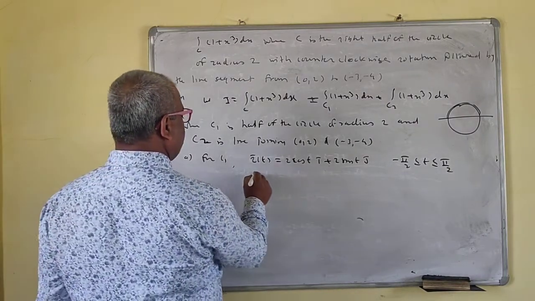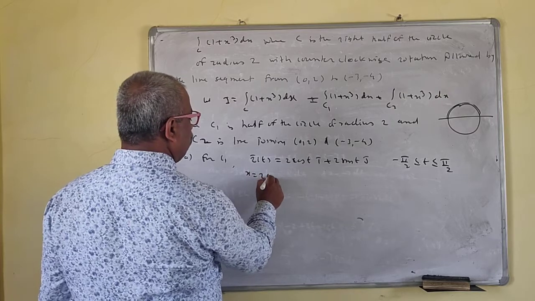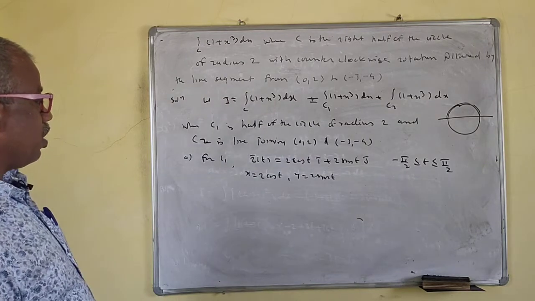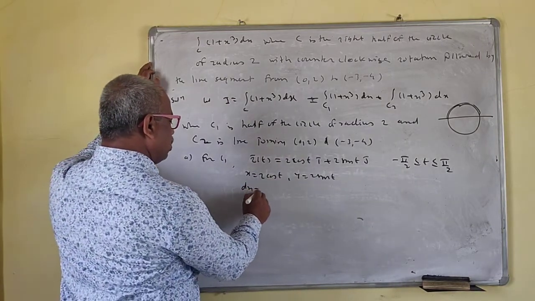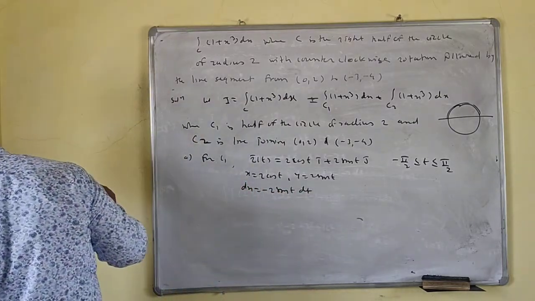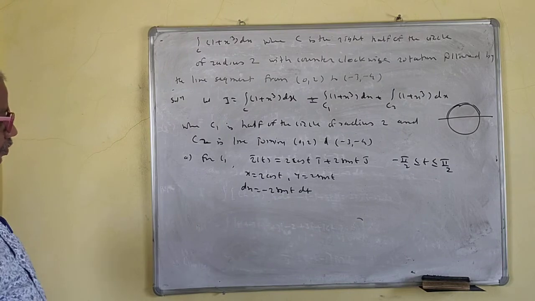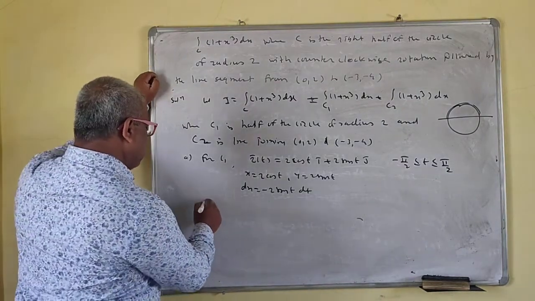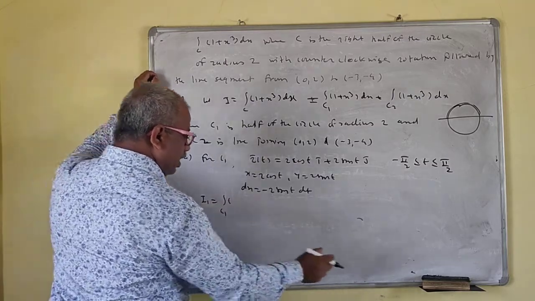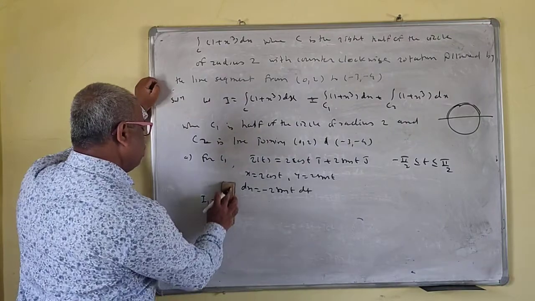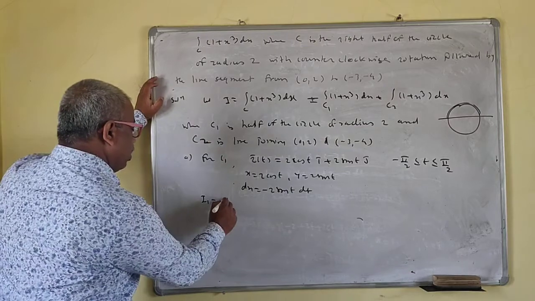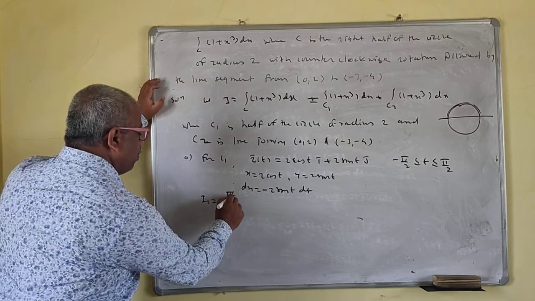Okay, so now x is equal to what? 2 cos t, y is equal to 2 sin t. So here you can write dx now. Dx is equal to minus 2 sin t dt. As you can do this. Therefore integral I1 is equal to integral over C1. Directly we write integral instead of integral over C1. So directly your limit is what? Minus pi by 2 to pi by 2.